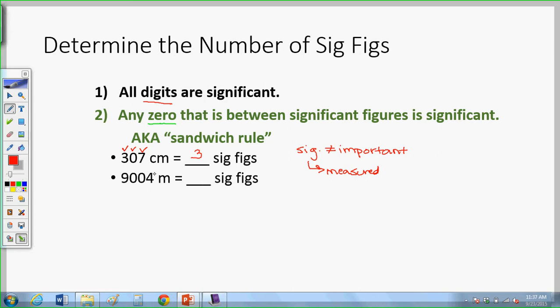So I'm going to go to my next measurement, 9,004 meters. I'm going to start with rule number 1, and I'm going to put a check mark above all digits. So that would be the 9 and the 4. Next, I'm going to put a check mark above all zeros that are in a sandwich.